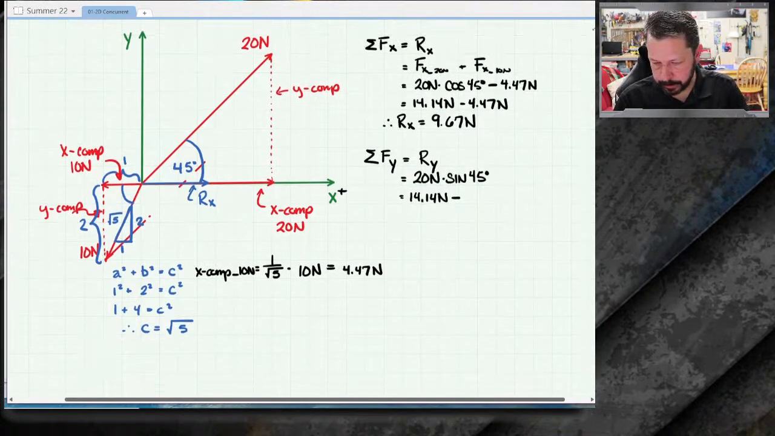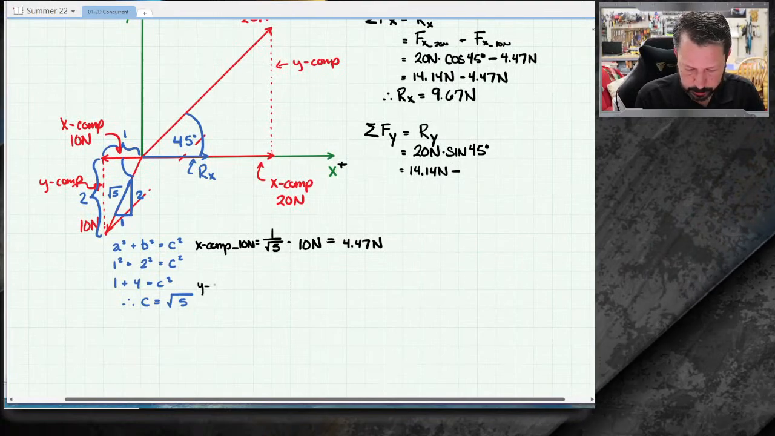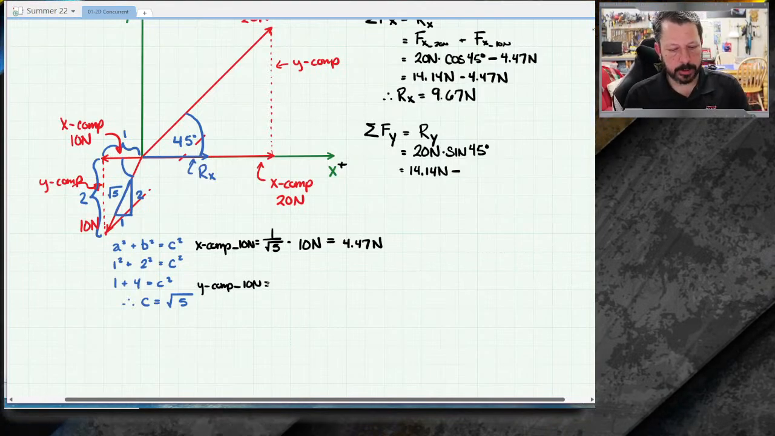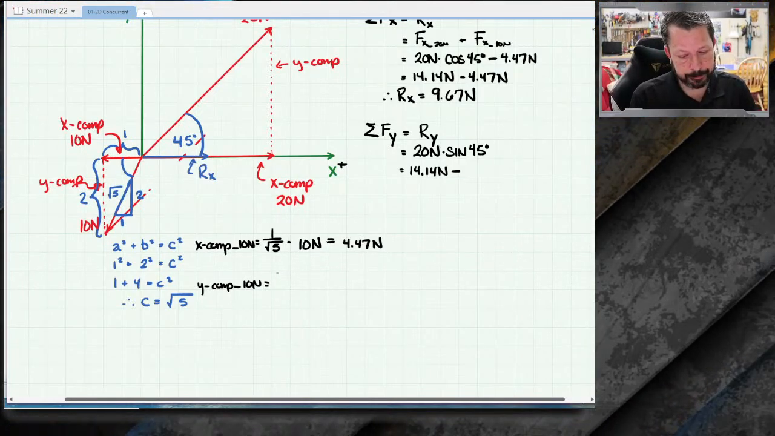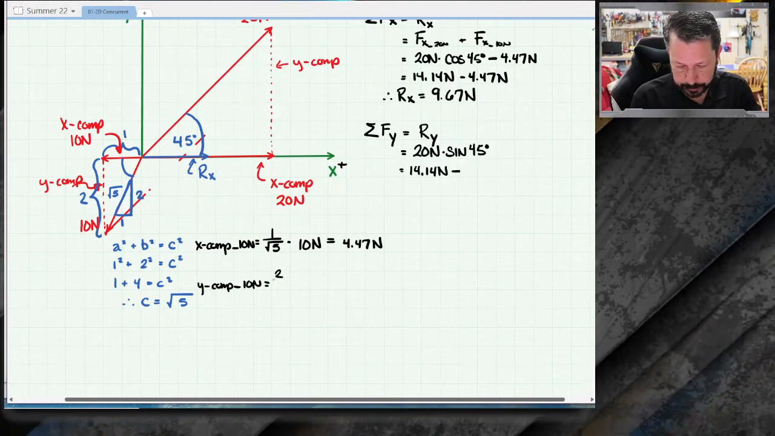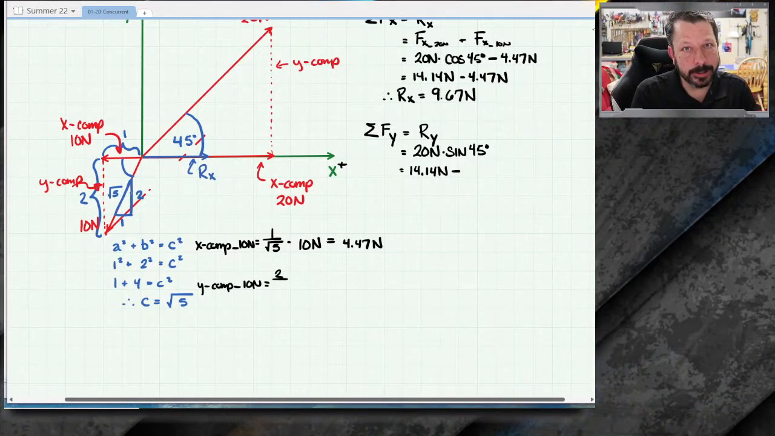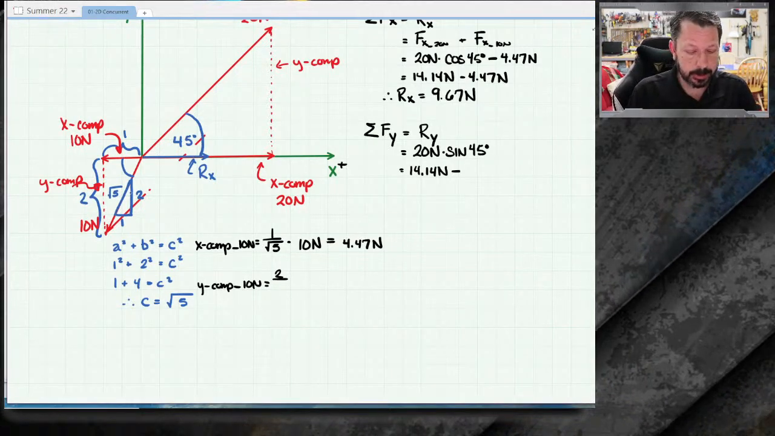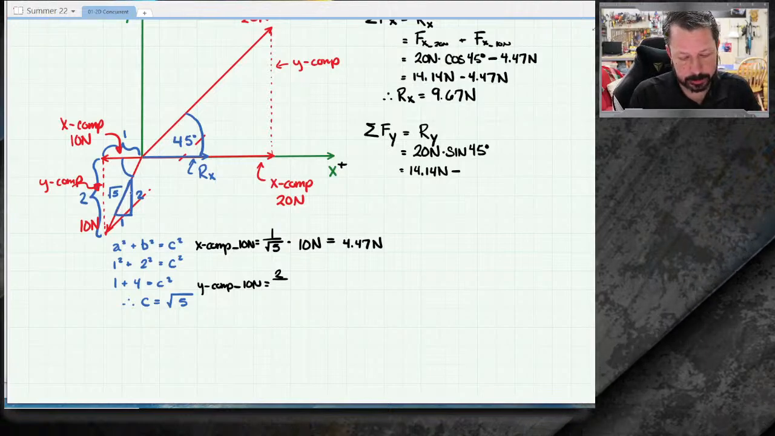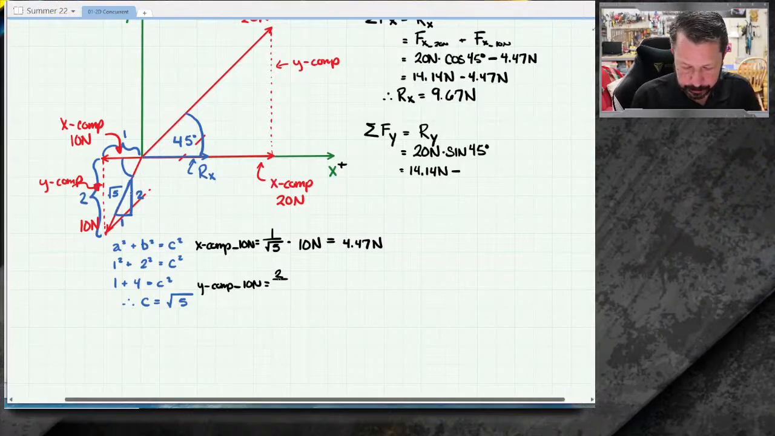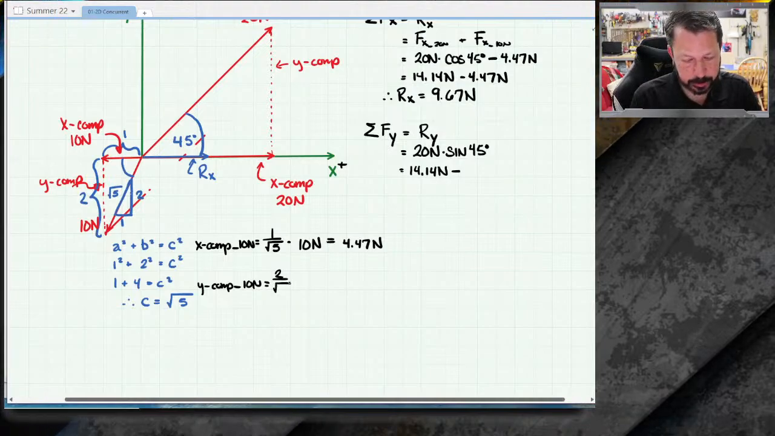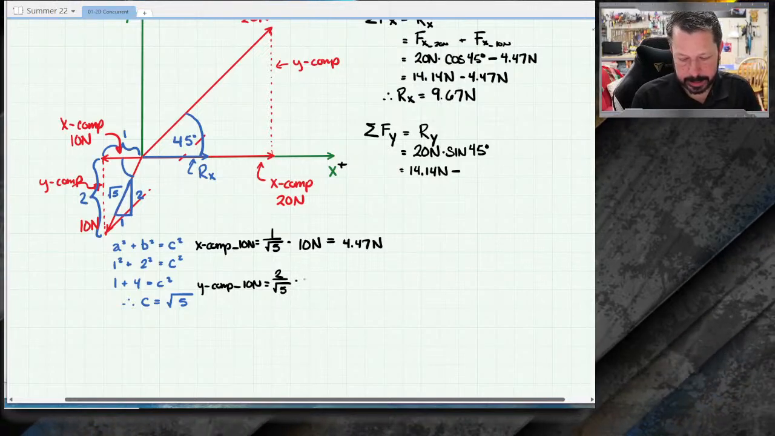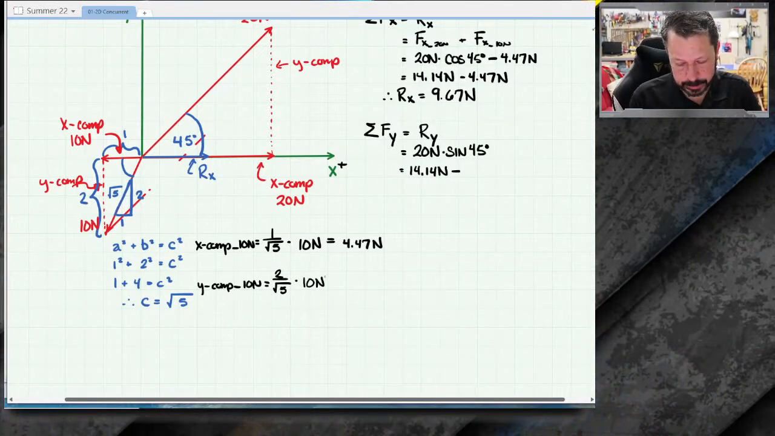And I'll do a similar thing to what I did over here. So the y component of the 10 Newton force is equal to the 2, the opposite side over, and the 2 is the one that's in the y direction. So that's kind of obvious why I would use the 2 if I want the y component. The 2 is in the y direction on my little direction triangle. 2 over the hypotenuse of my little direction triangle, so that's the square root of 5, times the magnitude of the 10 Newton force, which is 10 newtons.